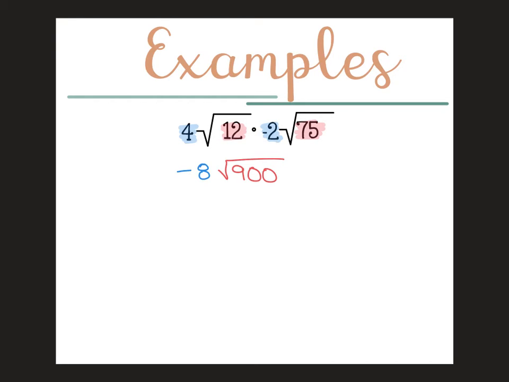The square root of 900 is actually on your perfect square list. So square root of 900 is actually 30. And then lastly, you multiply those two together. So negative 8 times 30 is negative 240.